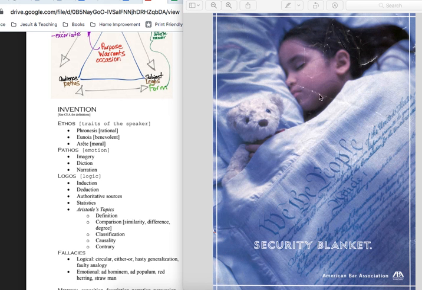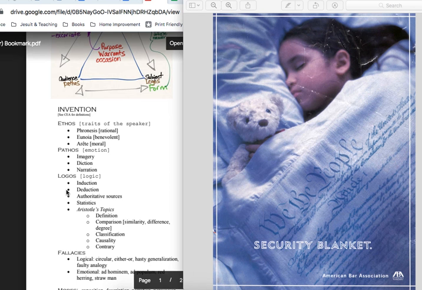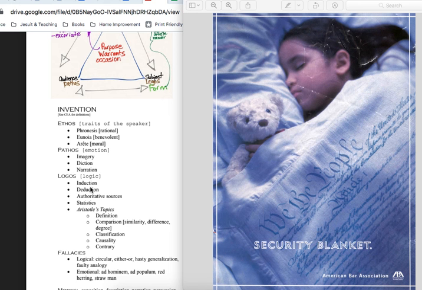So the point here is to realize we've got all three types of arguments, and we want to see how appeals to ethos, pathos, and logos play a part in 12 Angry Men. We'll talk about some other ads and some videos in the next video.